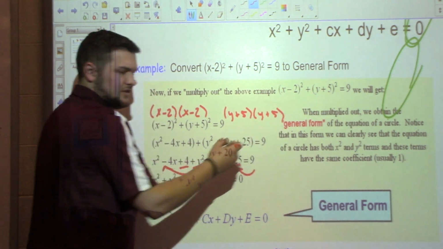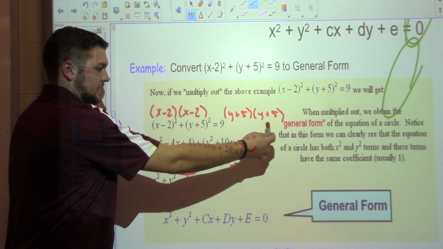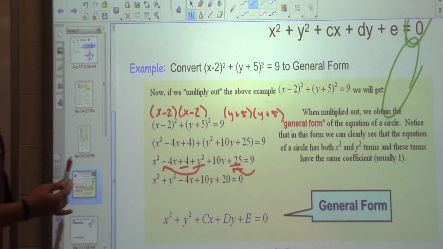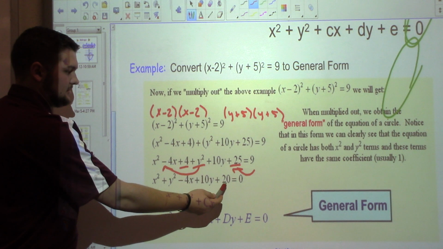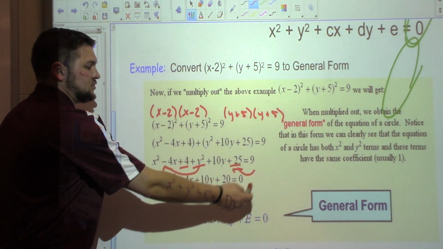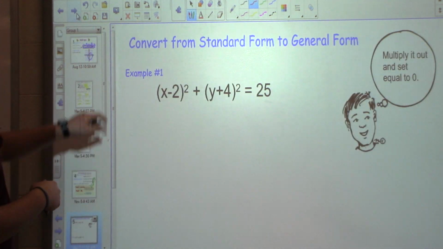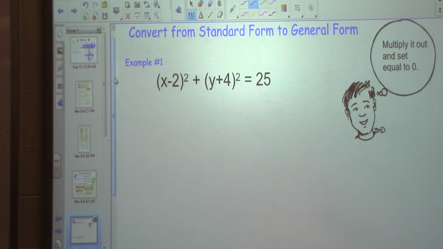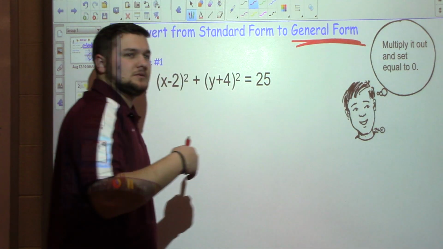Split it up. This isn't a problem on your paper, is it? No, that's fine. You can split it up, FOIL it. Y squared plus 10y plus 25. And then combine any like terms. 4 plus 25 becomes 29. And then subtract 9 to get it to equal 0. They have it set up weird in here. Let's go to our problem. Okay, so multiply it out and get it equal to 0. That's a big thing. General form equals 0.